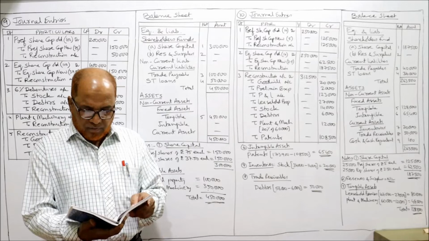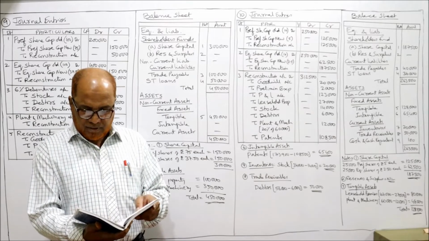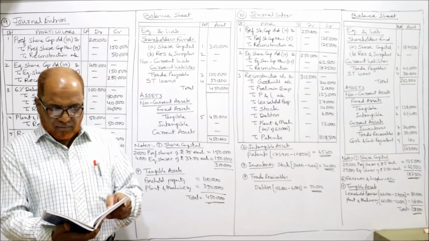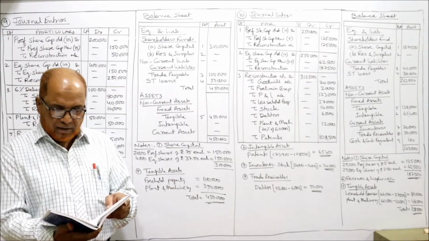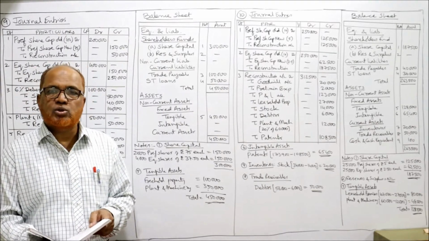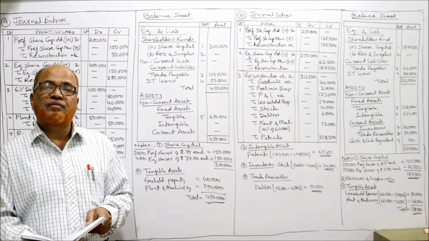Now, the following proved unsuccessful. The company proved unsuccessful, and the resolution was passed to carry out the following scheme of reconstruction by reduction of capital. The value of preference shares be reduced to 5 rupees. Presently, the face value of preference share is 10 rupees. We have to reduce it to 5 rupees. The value of equity share be reduced to 2 rupees 50 paisa.